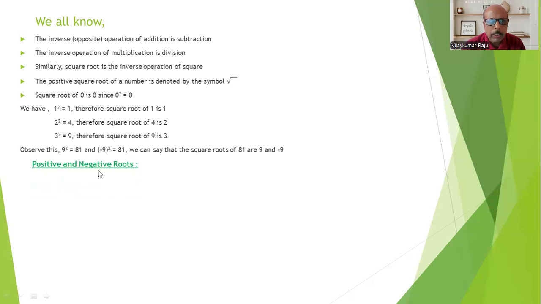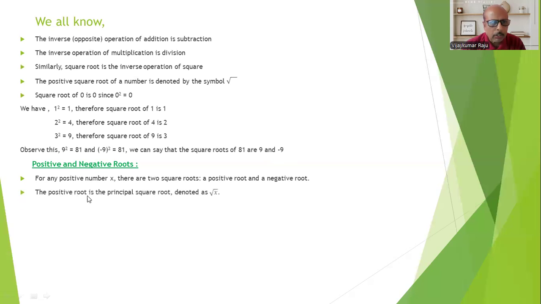Now we talk about positive and negative roots. For any positive number x, there are two square roots, a positive root and a negative root. The positive root is called the principal square root, denoted as root of x, because x is the number and this is the principal square root. The negative square root is the negative of the principal square root, denoted by minus root x. So root x, and you put a minus sign outside it. That is how we get the negative square root of the number.